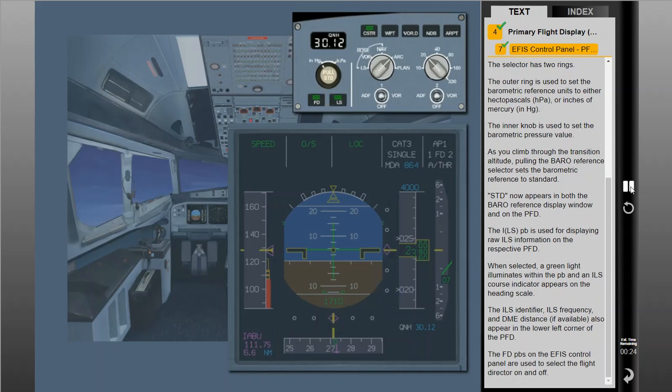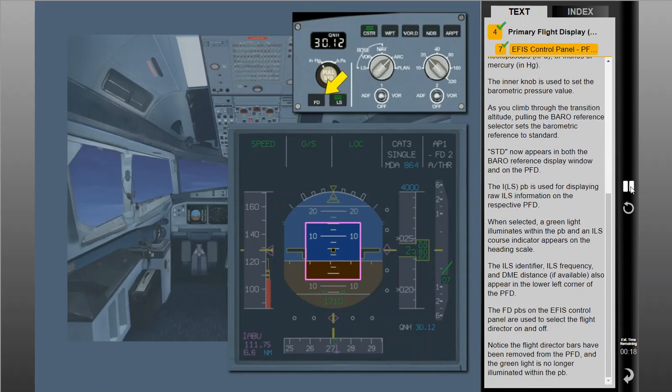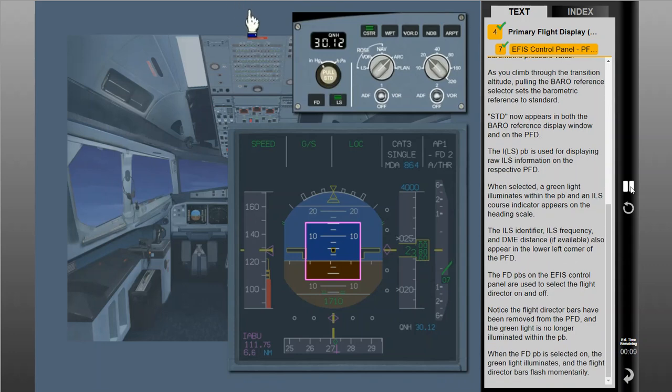The FD push buttons on the EFIS control panel are used to select the flight director on and off. Notice the flight director bars have been removed from the PFD and the green light is no longer illuminated within the push button. When the FD push button is selected on, the green light illuminates and the flight director bars flash momentarily.